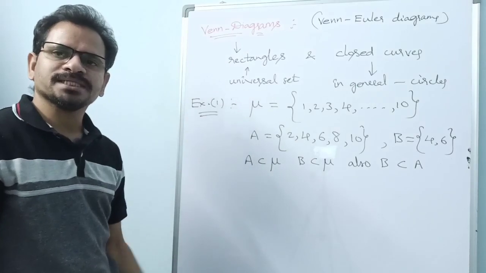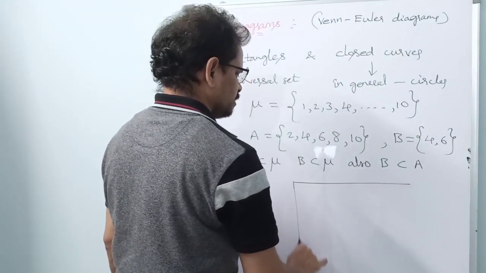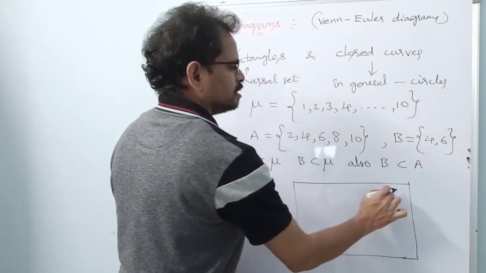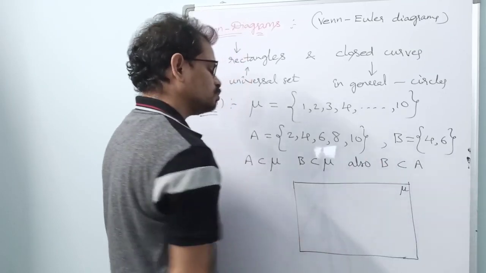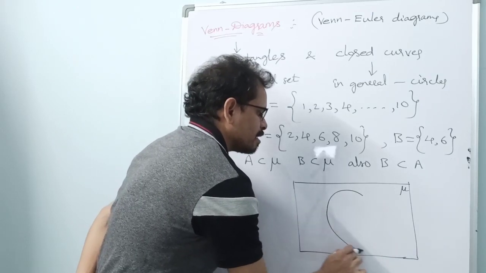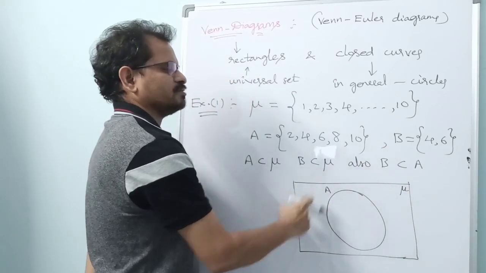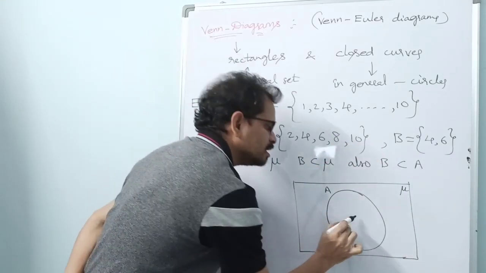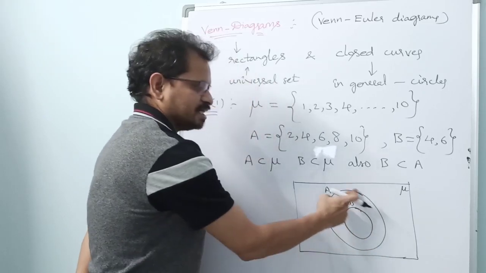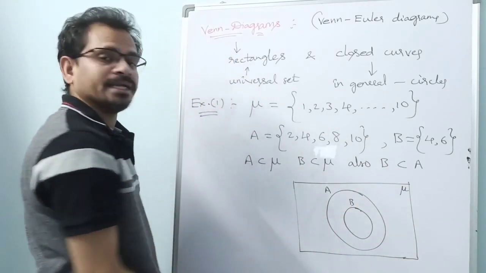Now how can we represent this using a Venn diagram? As usual, let us take this rectangle. The rectangle is for universal set mu. Now there are two sets. First one is set A. Set A is a subset of this mu, so we are drawing this one. Then what about set B? Set B is a subset of set A as well as a subset of set mu. So we can represent B like this.